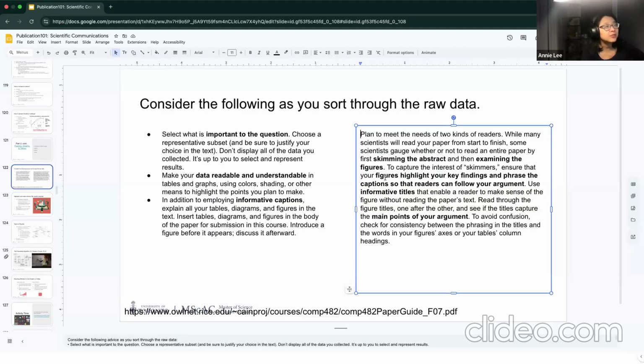So you make sure your figures highlight your key findings, and the caption really gets your point across. And then you have very informative titles in your subheadings, in the text as well as in your figures. So it has to be the main point of your argument. Okay.